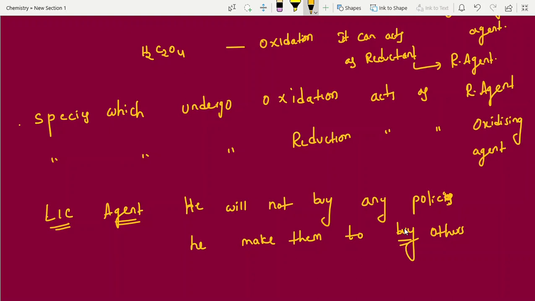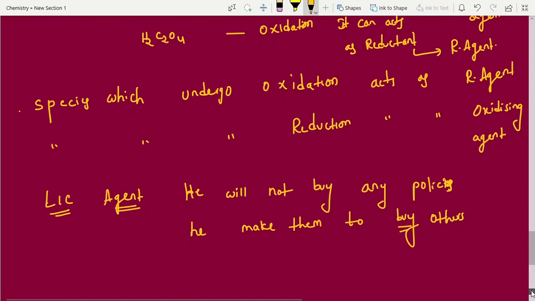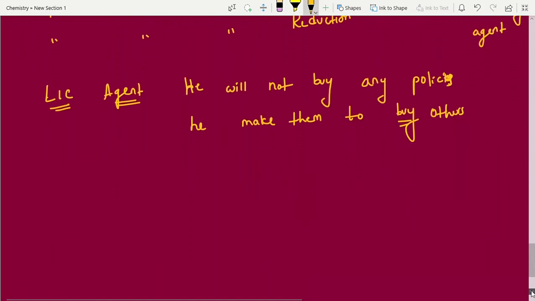Here also, agent work. See, who acts as a reducing agent never undergoes reduction. He reduces the neighboring group always. But who acts as an oxidizing agent never undergoes oxidation. It will undergo reduction. He will oxidize the neighboring group. So like this, ulta. Simply, finally, what is the conclusion I am giving here?